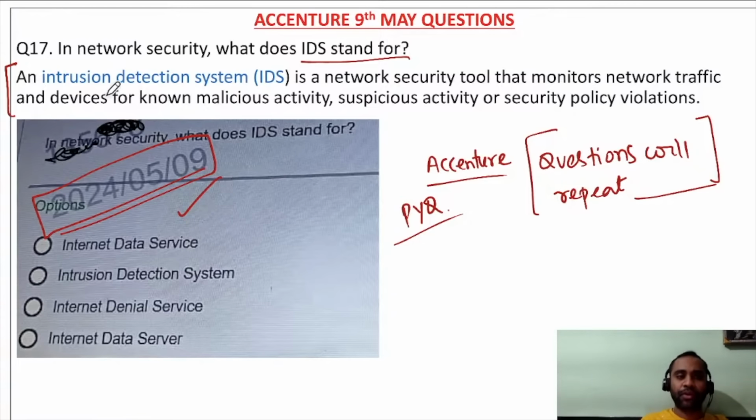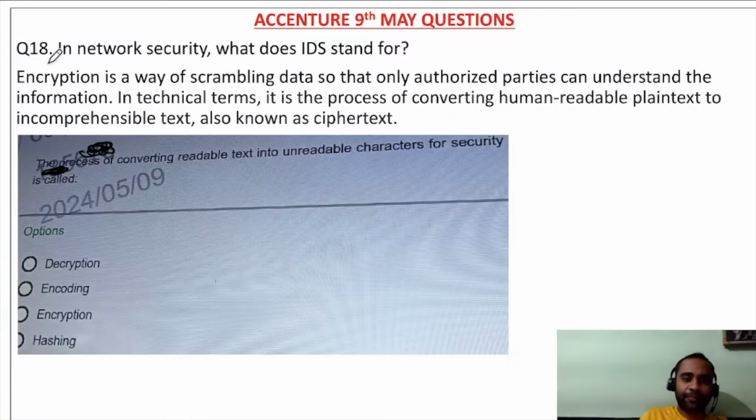May 2024. An intrusion detection system is a network security tool that monitors network traffic and devices for malicious activity, suspicious activity or security policy violation. So the answer will be intrusion detection system. Okay, fine. Now next.